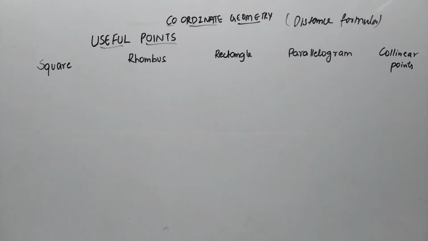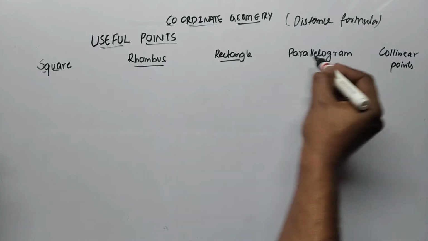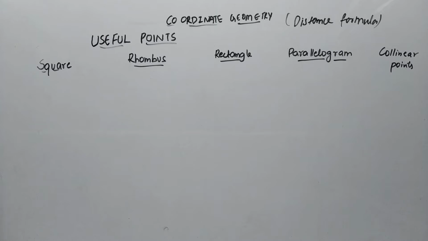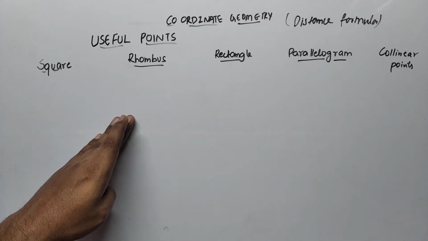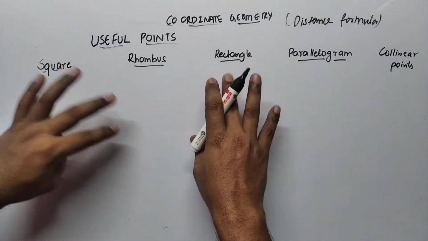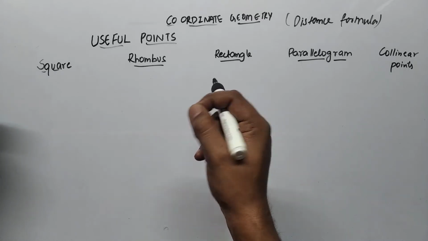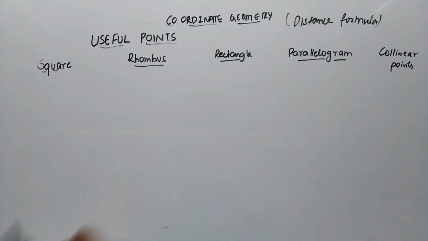The useful points are these. I have taken some figures which you have already learned in your previous classes: the square, rhombus, rectangle, and parallelogram. It is very important to discuss their properties: the similarity between square and rhombus, or the difference between rhombus and parallelogram or rectangle. We'll start from that. After completing this, I will explain the triangle.